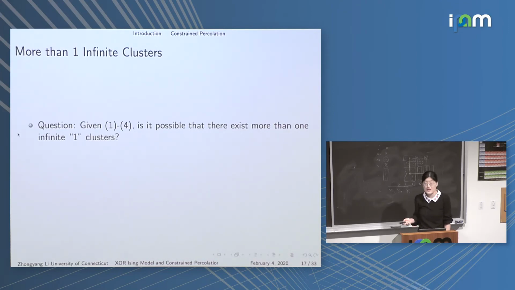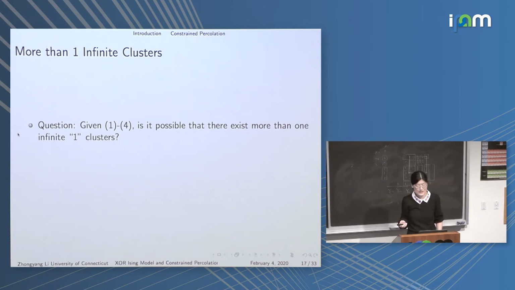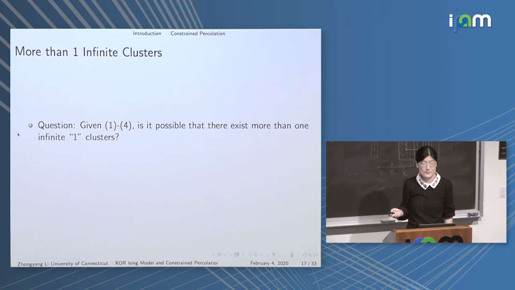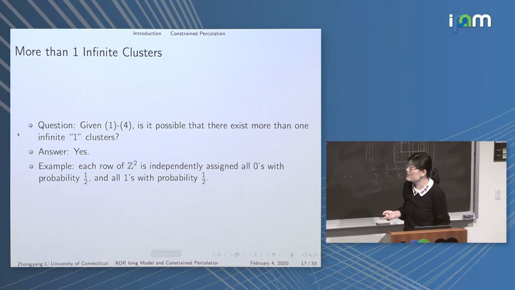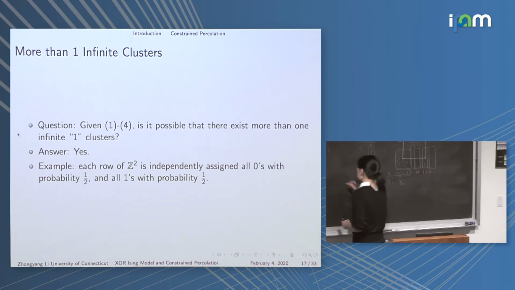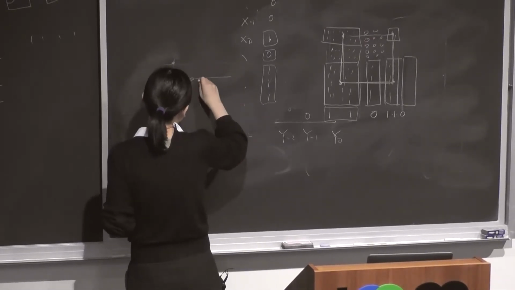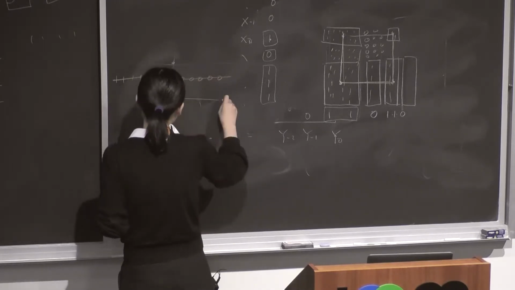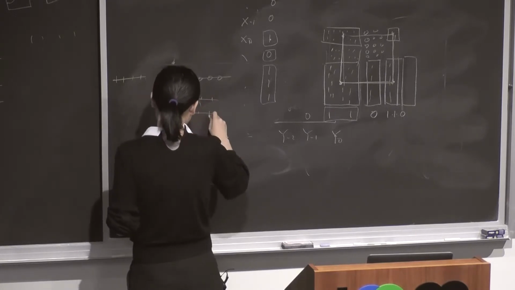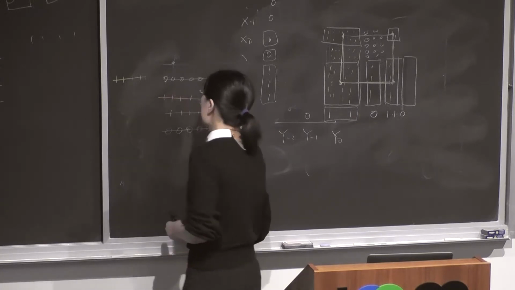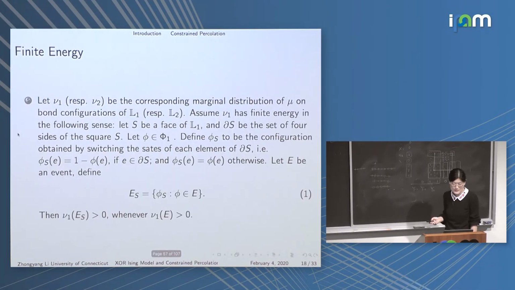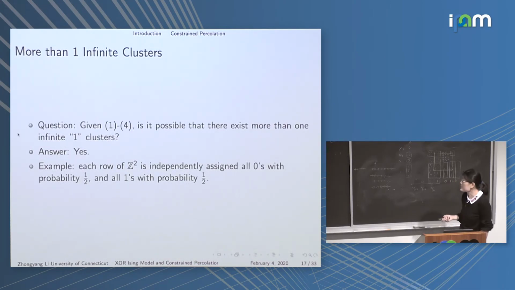Then another question we can ask is, given those probability measures satisfying assumptions 1 through 4, is it possible that there exist more than one infinite 1 cluster? And the answer is yes. So for example, we just consider Z2, where each row you identically assign either all 0s or all 1s, both with probability 1/2. This way you have a measure on the constraint sample space. It is translation invariant, ergodic, and symmetric with respect to exchanging 0 and 1.